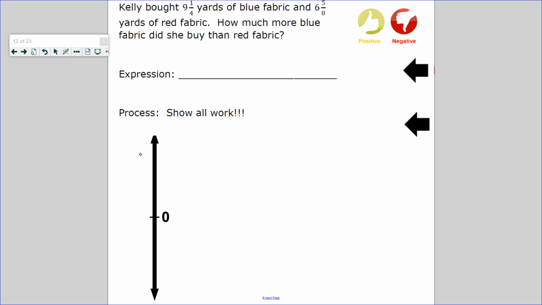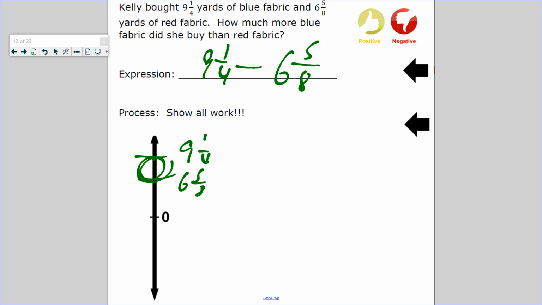Kelly bought 9 and 1/4 yards of blue fabric, and she bought 6 and 5/8 yards of red fabric. Well, that's a lot of fabric she bought. How much more blue fabric did she buy than red fabric? Subtract. I want to know how much more, this gap. So 9 and 1/4 minus 6 and 5/8.